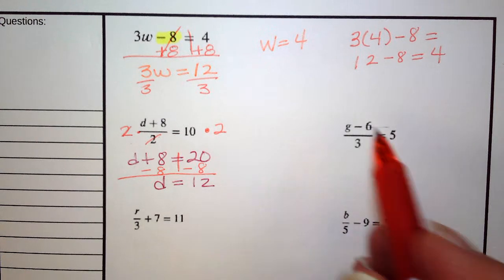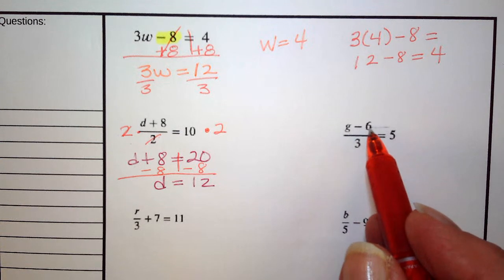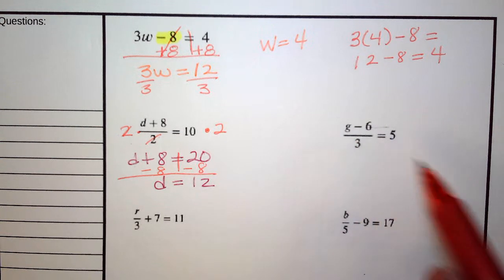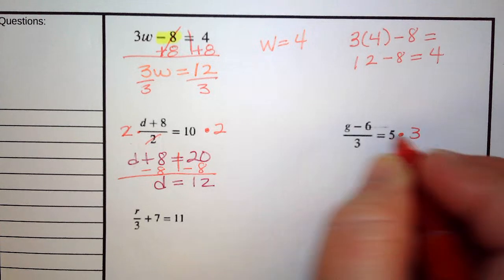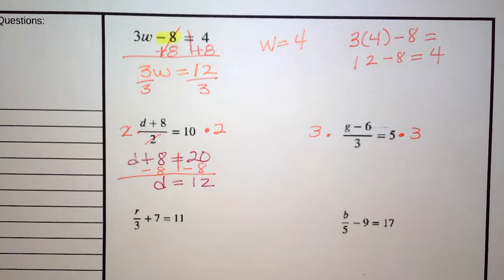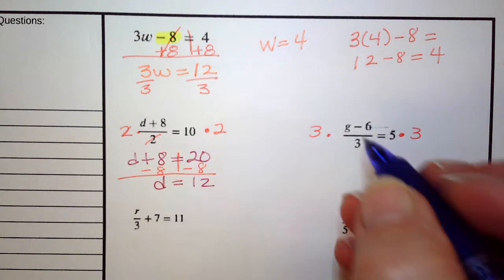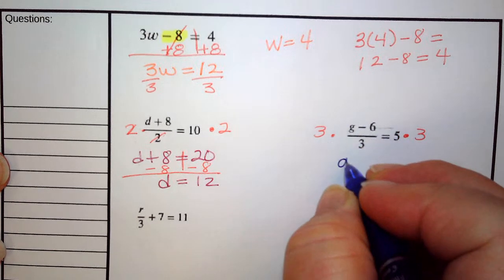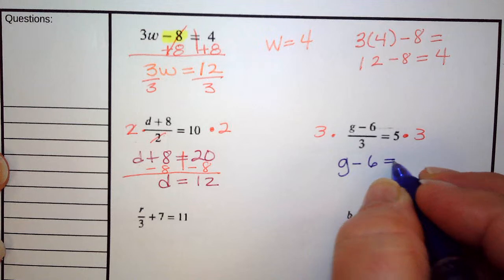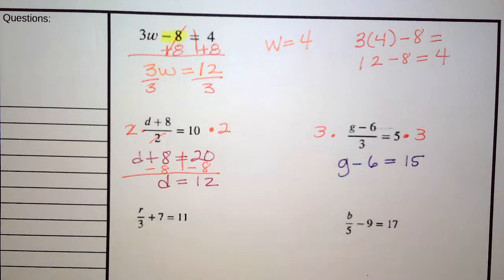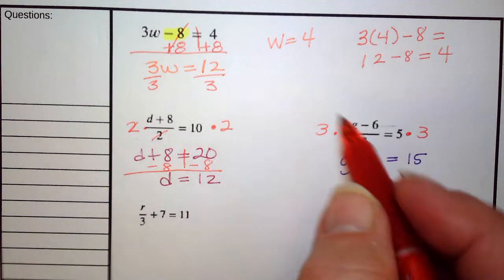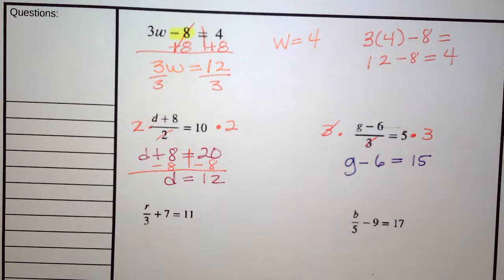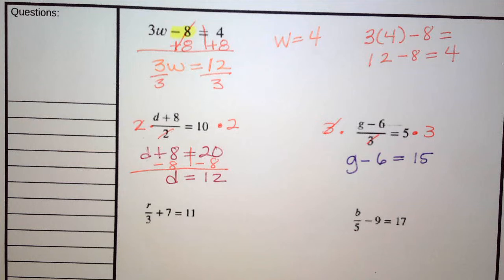Okay, as we read it, g minus 6 divided by 3. Last thing I did was to divide by 3. To undo it, I have to multiply both sides times 3. These cancel out. G minus 6 is equal to 15. Remember that 3 divided by 3 is 1. 1 times any number gives you that number back.